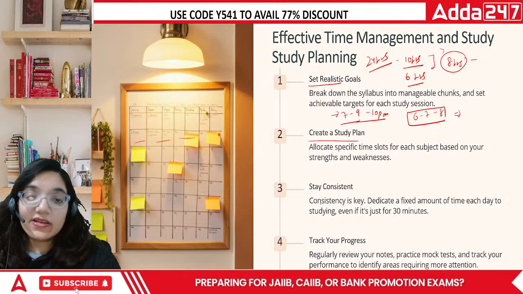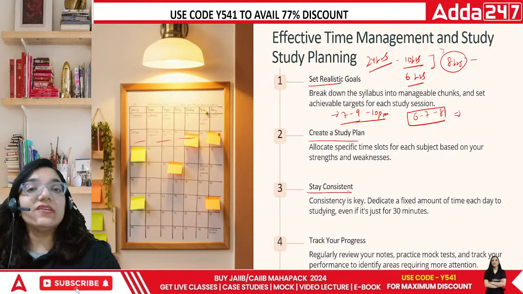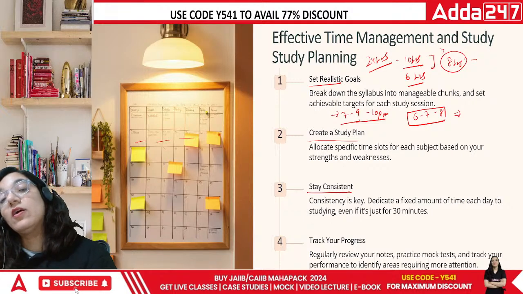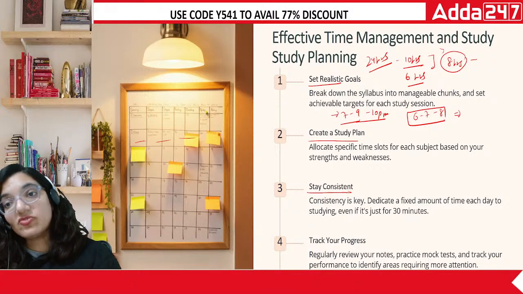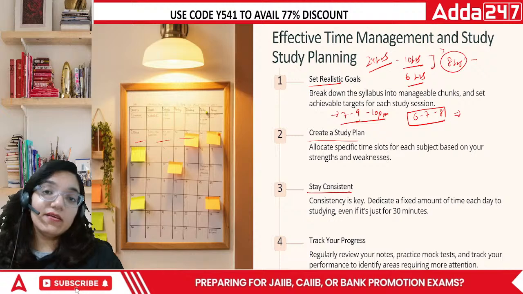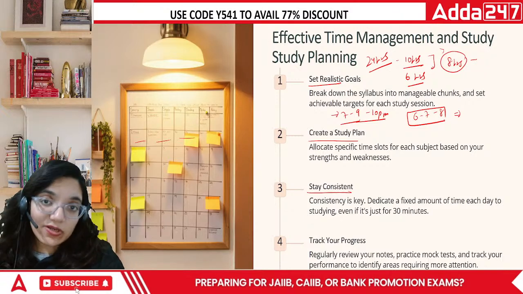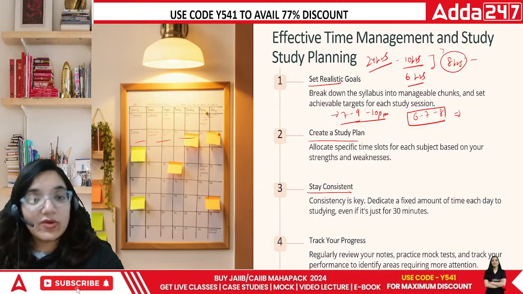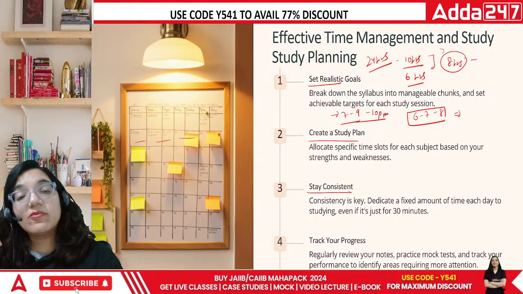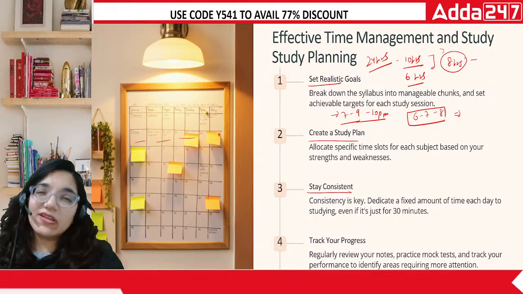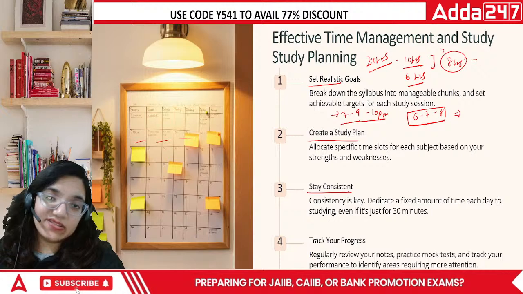And consistency doesn't mean that every single day you have to spend 1 hour on the subjects. It can also mean on every weekend you are sitting down and finishing off whatever you were doing in that week. You are studying again. So when we talk about staying consistent, minimum 30 minutes should be there every single day.